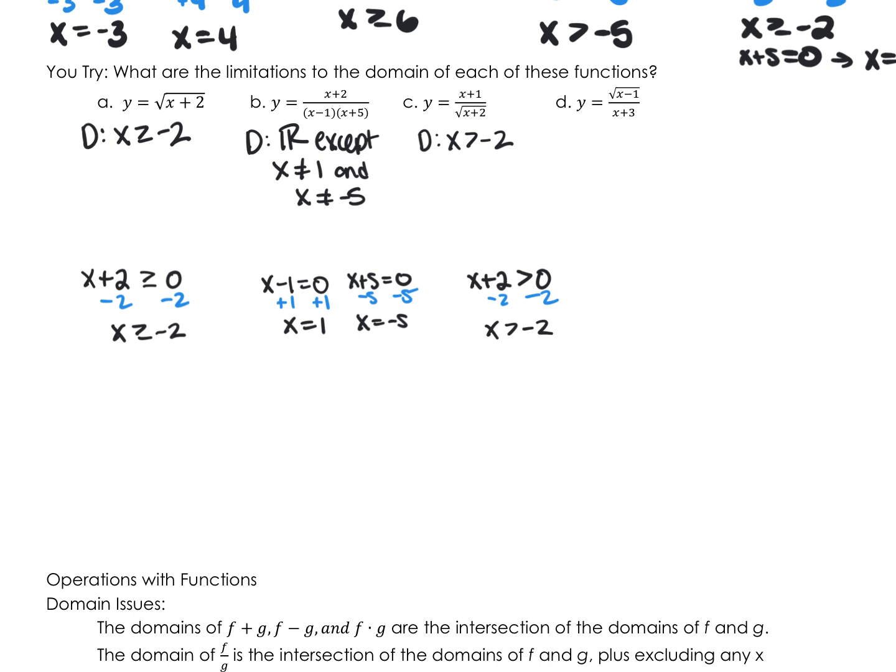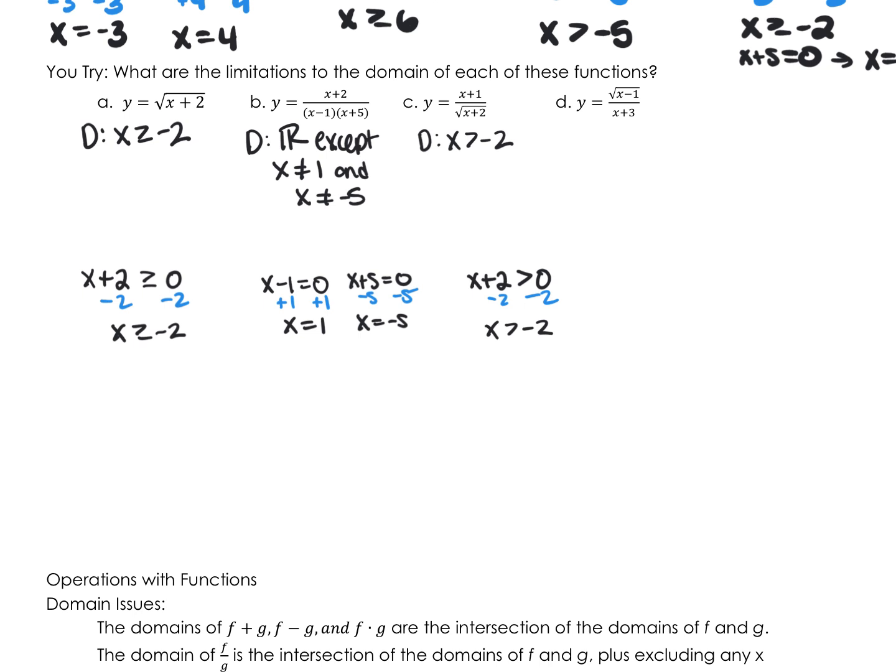Do I need to set this x plus 1 equal to 0 for an exception? Is it in the bottom? Nope, so it doesn't need to be an exception, right? It's just hanging out in the top. So exceptions should only come from denominators, okay? Just in the bottom.